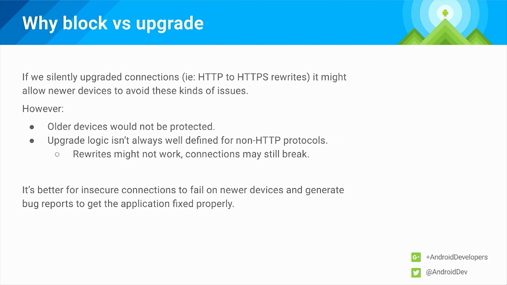If you only develop on a newer device, you might not even know that you're actually doing these connections over HTTP. You just see them ending up going out securely. And finally, upgrade logic is a big pain. First of all, for non-HTTP, it might not be obvious what the upgrade path is. It might actually require that this protocol is just completely not allowed. And also, just doing the standard rewriting of HTTP to HTTPS might break your connections.